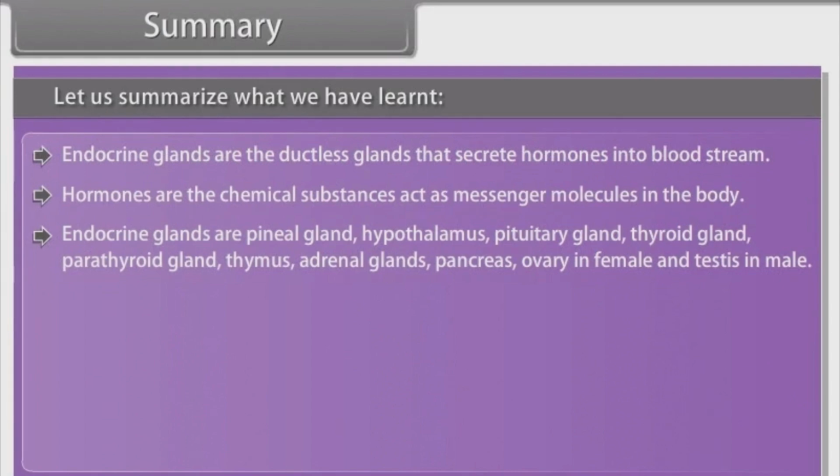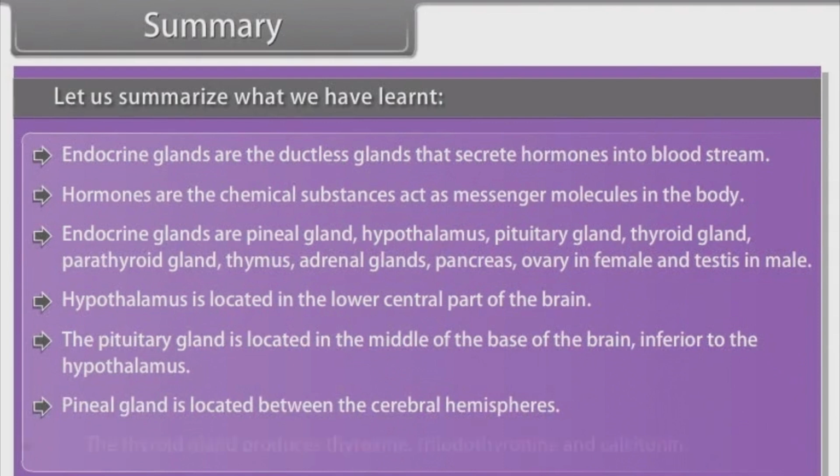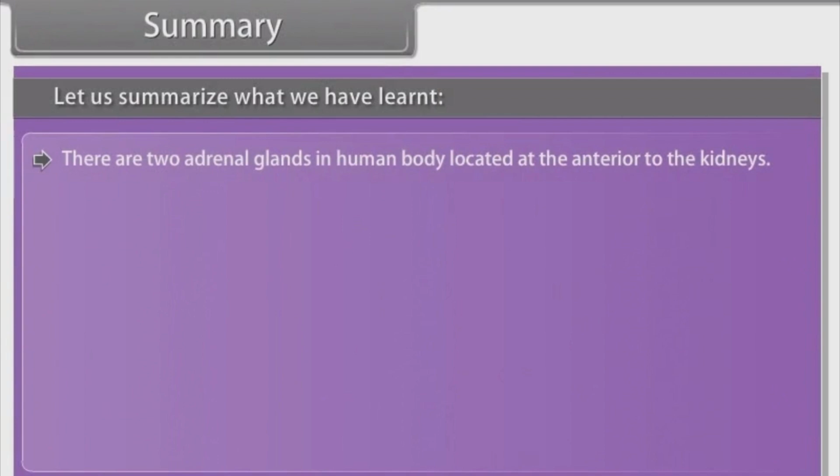testes in male. Hypothalamus is located in the lower central part of the brain. The pituitary gland is located in the middle of the base of the brain, inferior to the hypothalamus. Pineal gland is located between the cerebral hemispheres. The thyroid gland produces thyroxine, triiodothyronine, and calcitonin. There are 2 adrenal glands in the human body located anterior to the kidneys. Pancreas can act as an exocrine gland as well as an endocrine gland.